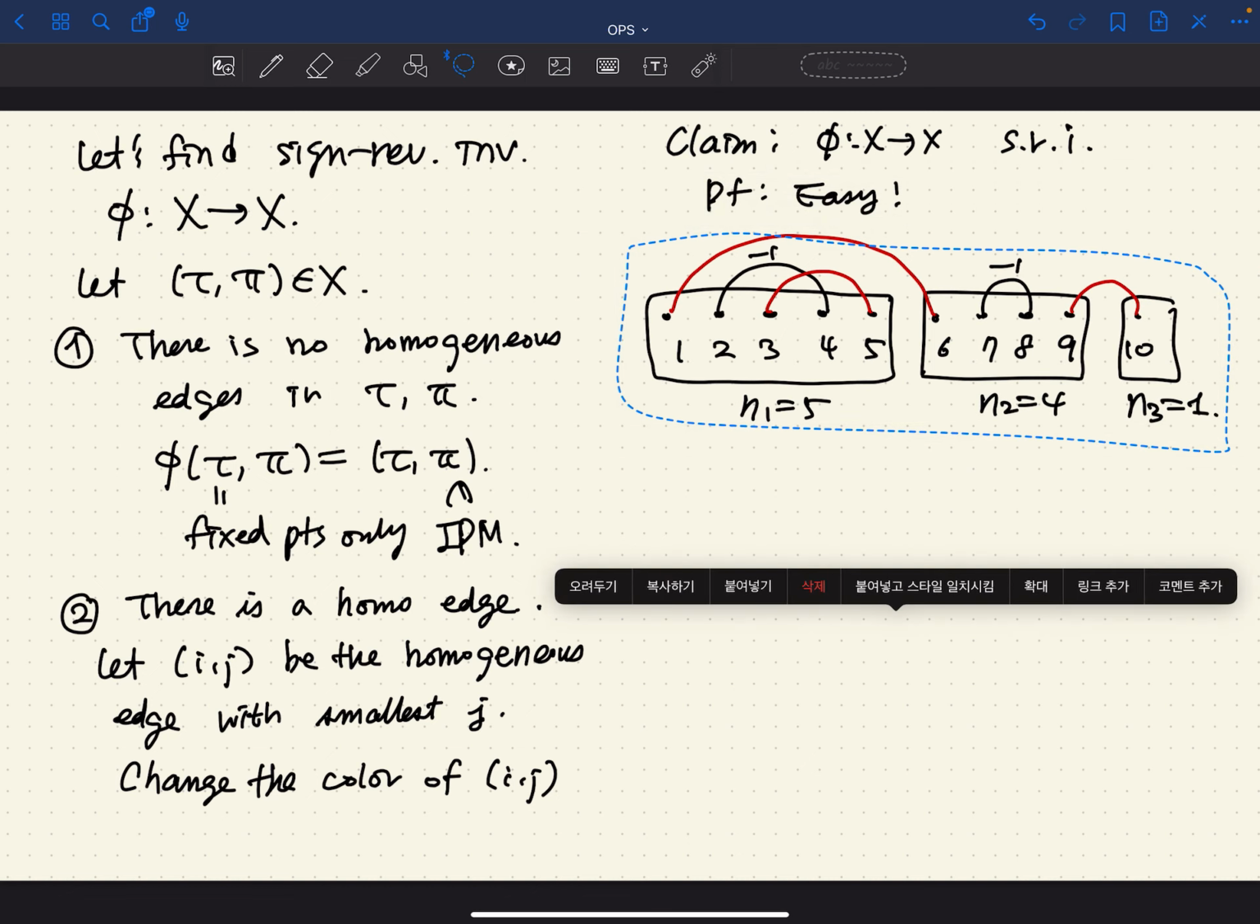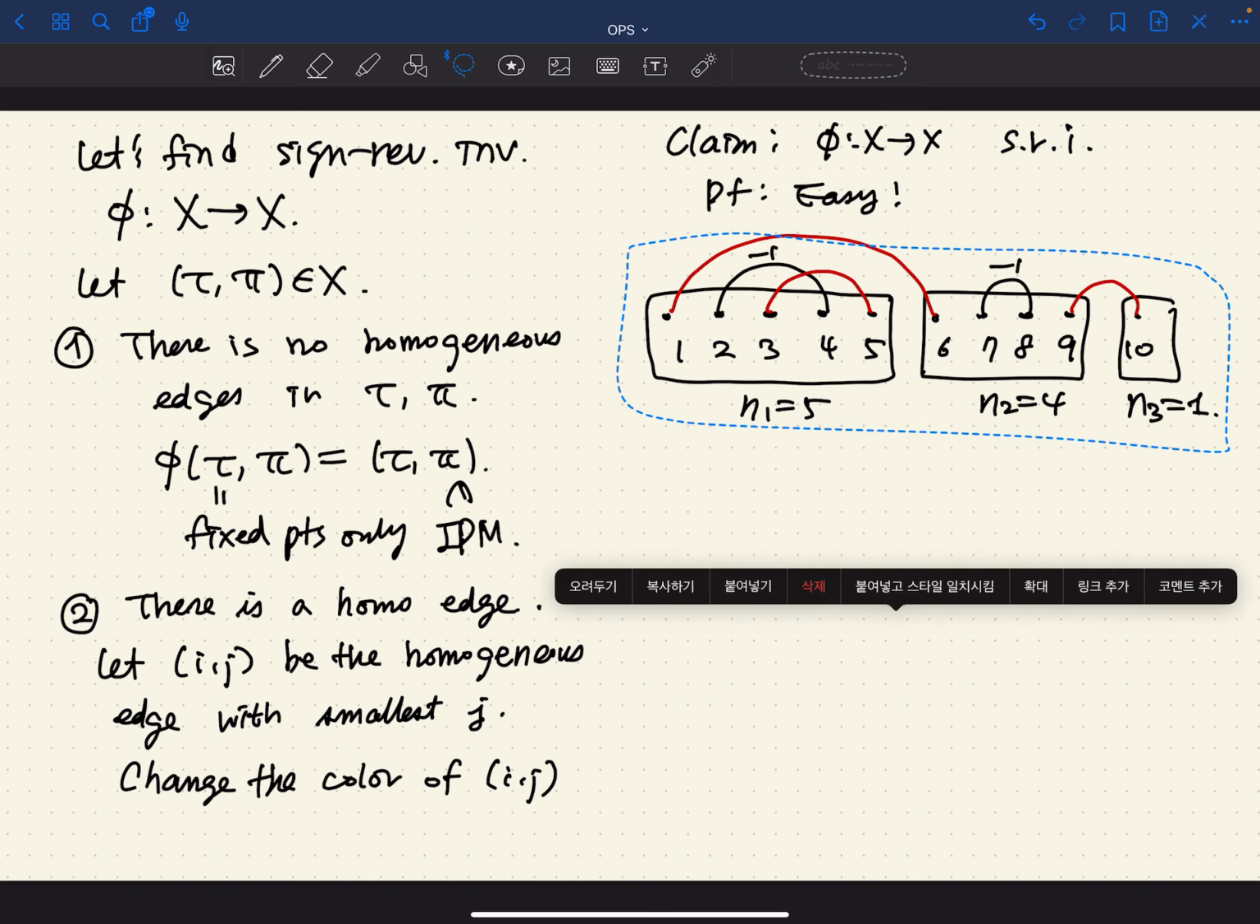A properly decorated permutation is, first of all, a decorated permutation such that every long cycle is decorated. By long, I mean a cycle of length at least 2. Every cycle of length greater than or equal to 2 is decorated.